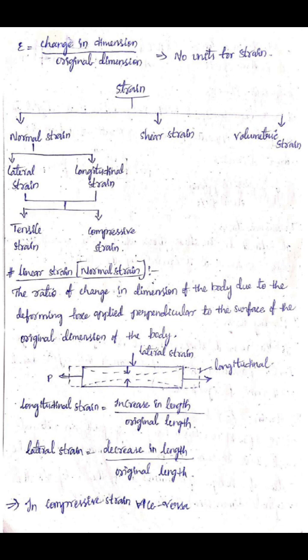Longitudinal strain and lateral strain. A P tension force is applied there. Longitudinal strain equal to increase in length by original length. Lateral strain is equal to decrease in length by original length. So in compressive strain, it is vice versa.